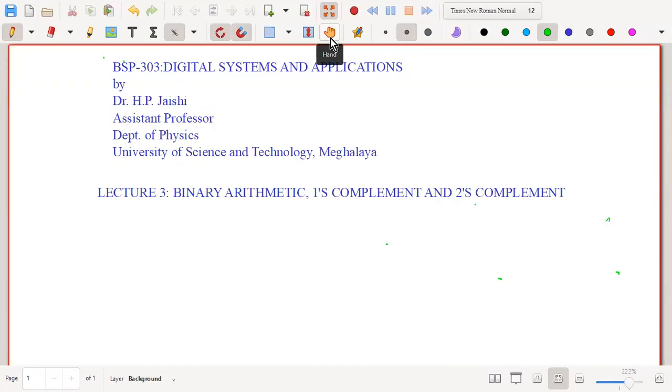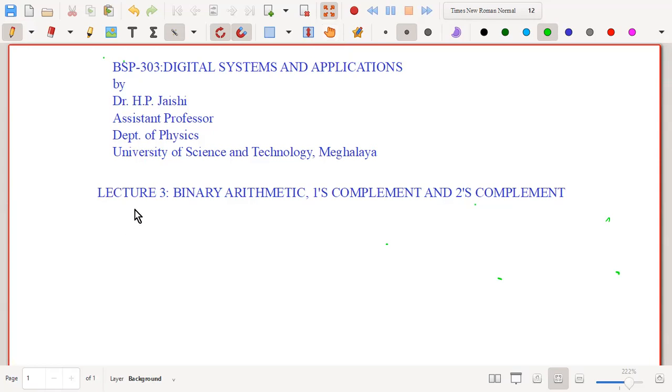This will be our topic of discussion today, that is binary arithmetic, and we'll also see how we can calculate the ones complement and twos complement of a binary number. But before that, let us first discuss how we can do the conversion from hexadecimal to binary and vice versa. We'll see this first, and only then go to binary arithmetic.